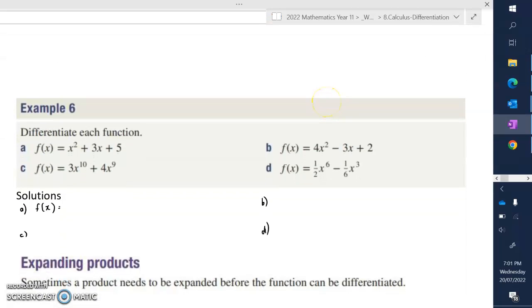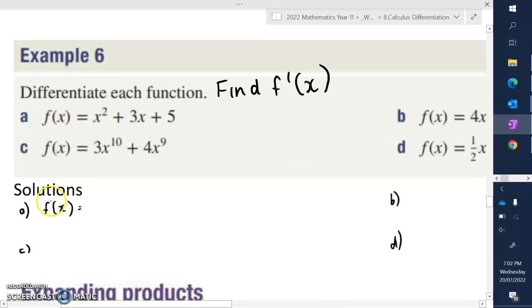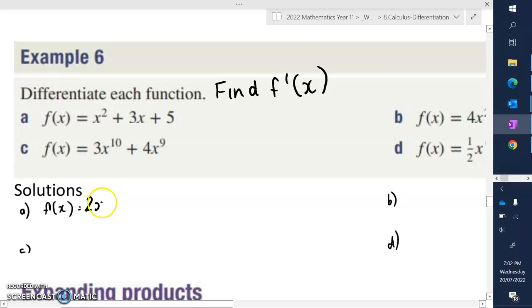Okay, let's do some. Example 6, we've got the question asking us to differentiate each function. When we're differentiating, we want to find our f dash of x. That's what it's wanting us to do. So our f dash of x is going to be equal to, and we're going to do this to each of those separate terms within that function. So I differentiate x squared, it becomes 2x to the 1. I don't need that power of 1, so I'm going to get rid of that. So we're not going to put the 1 in there.